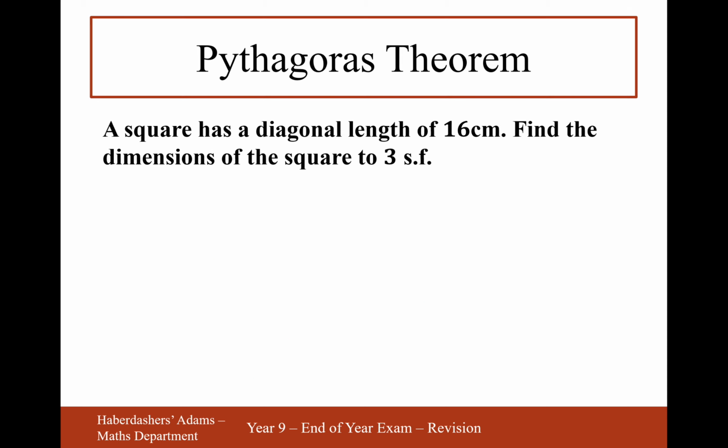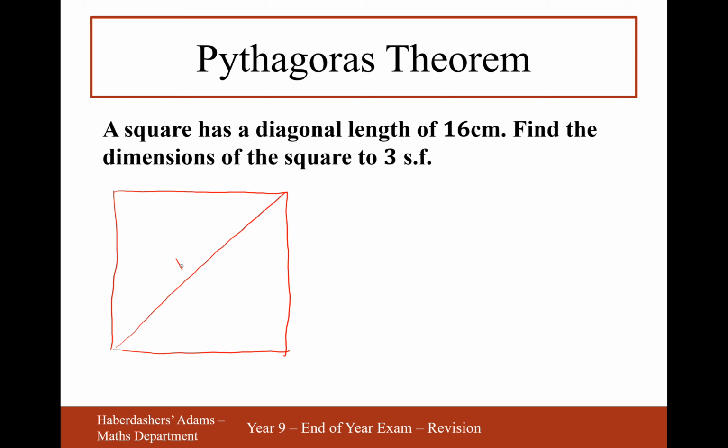Let's move on to the next one. A square has a diagonal length of 16 centimeters. Okay, let's draw that in. 16 centimeters. Find the dimensions of the square to 3 significant figures. Well, the dimensions of the square will be the width and the height. But on a square, these two things are equal, so instead of calling them W and H, I'm going to call them X and X.